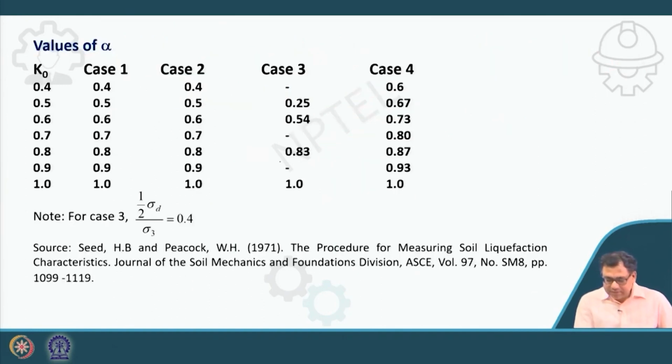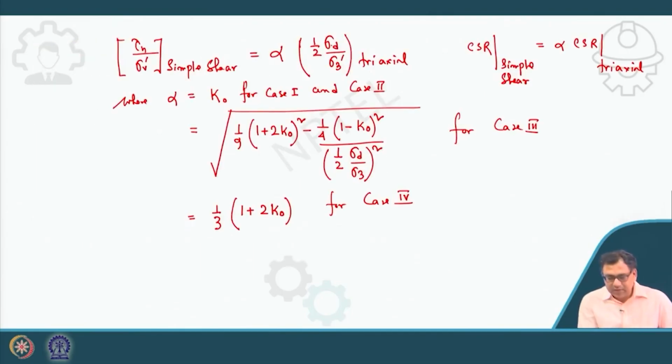So that's why a few cases have been determined and reported here. If k0 is 0.5, for case 3 alpha is 0.25, for 0.8 it is 0.83, for 1 it is 1. And remember that for case 3, when the alpha value is determined, half sigma d by sigma 3 is taken as 0.4. So this table will give me the alpha value, and the correlation you will get from here: simple shear CSR is equal to alpha times CSR of triaxial.